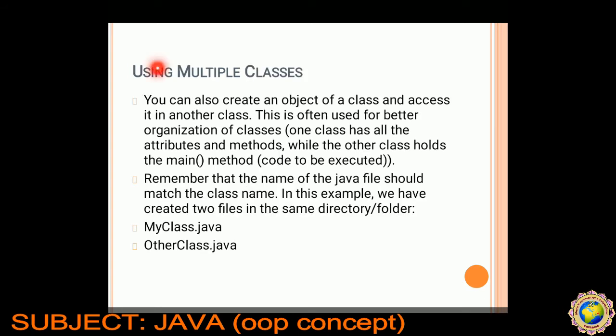Let's see using multiple classes. You can also create an object of a class and access it from another class. This is often used for better organization of classes. One class has all the attributes and methods, while the other class holds the main method. Remember that the name of the Java file should match the class name. In the example, we have created 2 files in the same directory folder: one MyClass.java and another OtherClass.java. So we have taken the 2 classes.